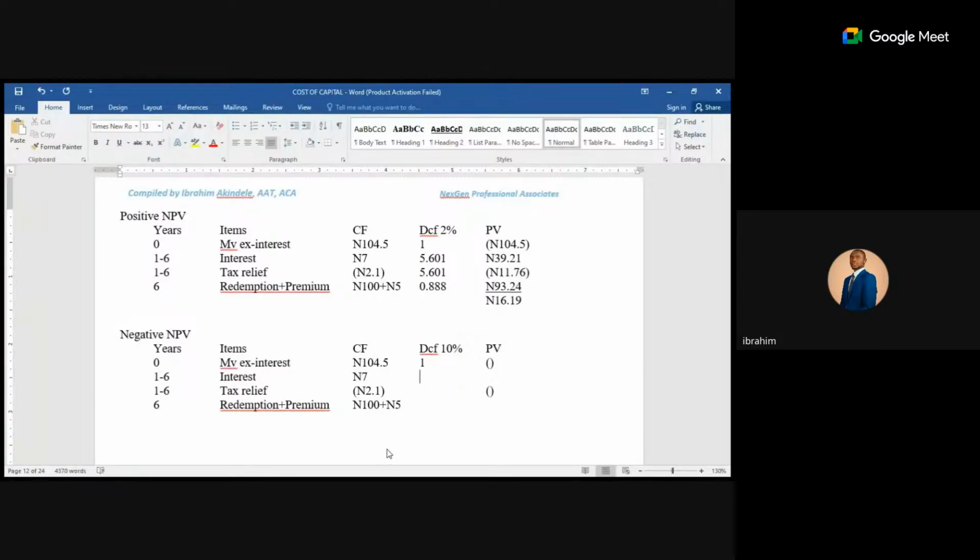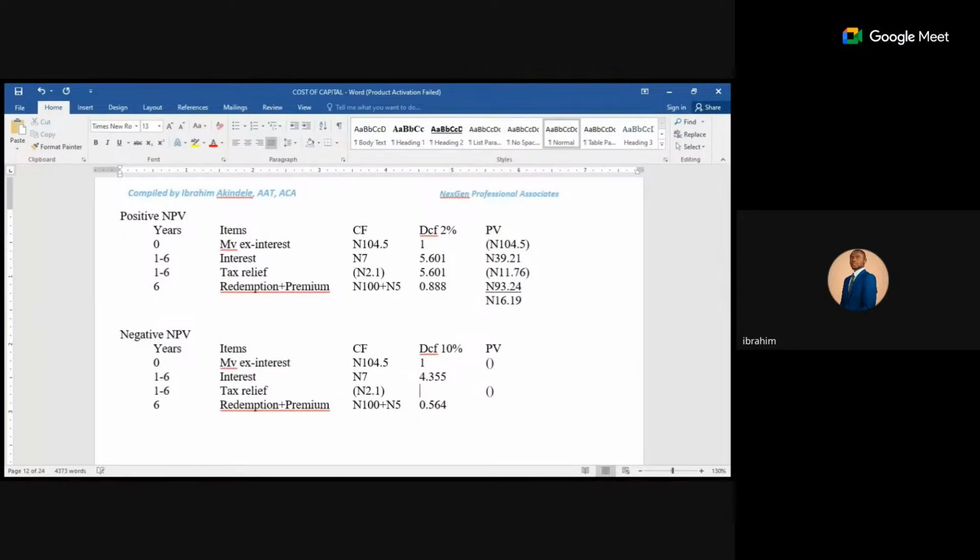So the next one, what do we have here? Under the 10%, what do you have? 4.355. 4.355. Next, what do you have here? For the redemption, 0.564. 0.564. Round it up. That is 4 now. What is this? 0.5645.